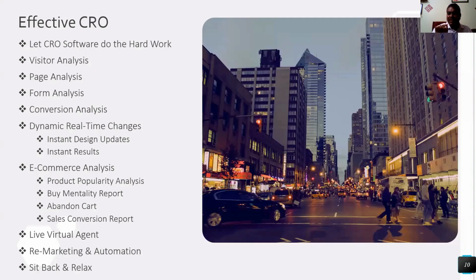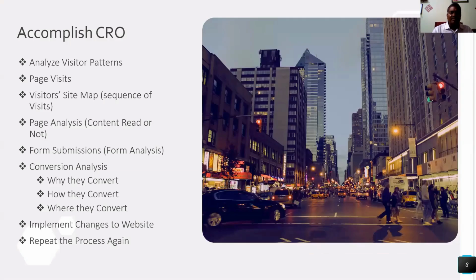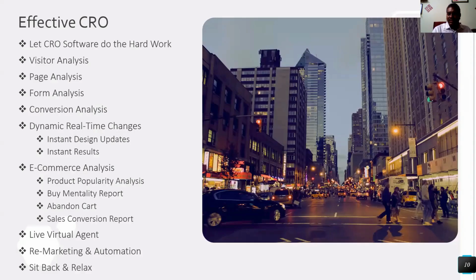So when you are out to choose a CRO implementation, you can do all these things manually as well. But if you need a particular CRO inside your website, this is what your checklist should be. You have to ensure that your CRO software does all the hard work. You are not doing all the hard work. You are not doing manual analysis of visitor patterns. The CRO software should provide you the visitor patterns. It has to do visitor analysis.